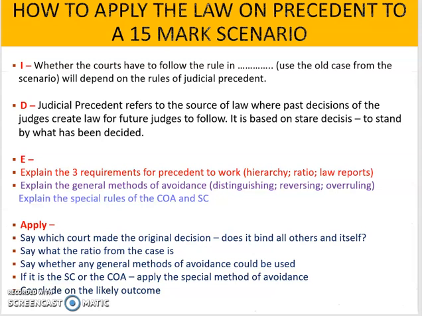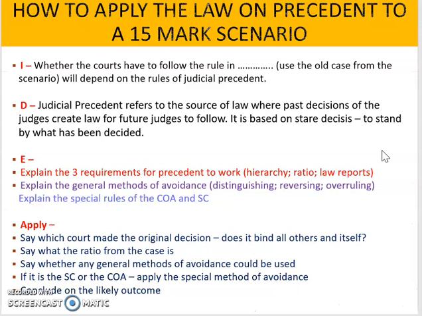So in order to start this question, you would start off with whether the court has to follow the ruling, whatever the old case is, will depend on the rules of precedent. And then you define precedent, so we know that this is the source of law where past decisions create law for future judges to follow based on stare decisis.